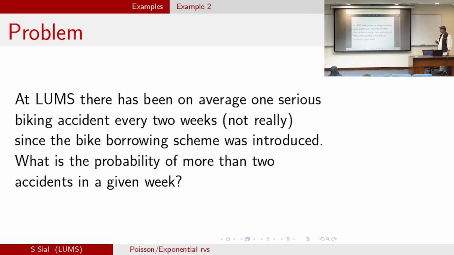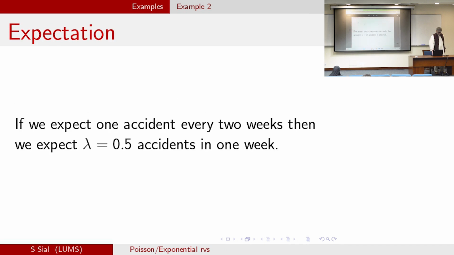Let's say we have 1 biking accident in 2 weeks. What's the probability of more than 2 accidents in a week? So, an average or an expectation of 1 every 2 weeks is how much every week? It's a half in a week. We expect half an accident per week.